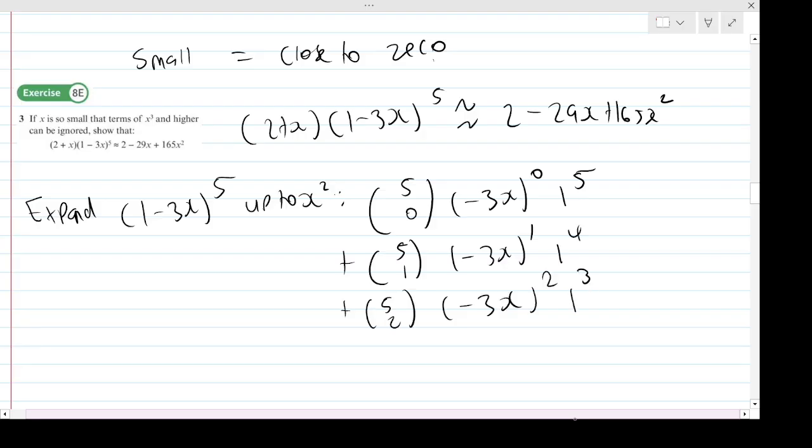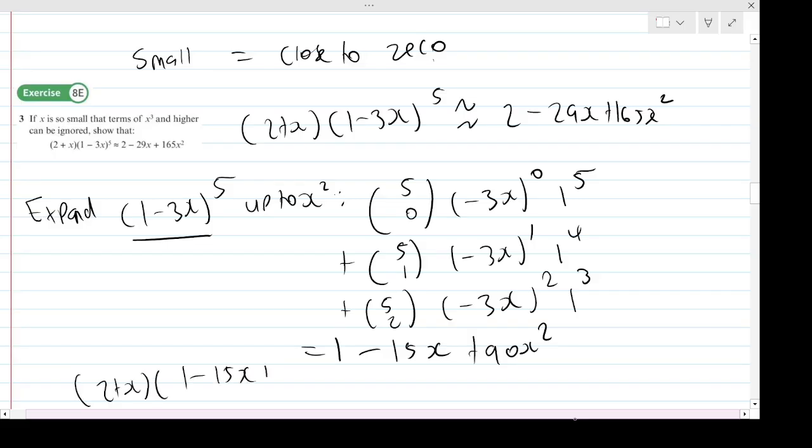There we are then. So I put all that in the calculator. Well, 5 choose 0 is 1. Minus 3x to the 0 is 1 as well, so we just get 1. Then 5 choose 1 is 5. 5 times minus 3 is minus 15, so we get minus 15x. Then the next term, the x squared term, well, 5 choose 2 is 10. 10 times minus 3 squared is 90. So I get plus 90x squared. So there we are then. So that's that bracket, right? So then I get 2 plus x, times 1 minus 15x plus 90x squared.